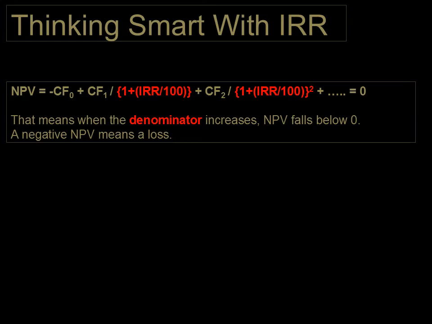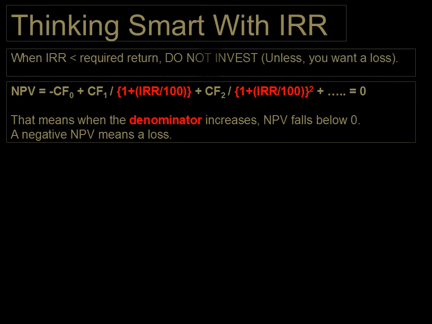But if you're like me, you like English better, you just like logic better, this one is for you. The internal rate of return is nothing but the rate of return that your project generates. The required return is the cost at which you've borrowed the money. Common sense will tell you when the return of the project is lesser than the required return, do not invest. Unless, of course, you like making a loss.